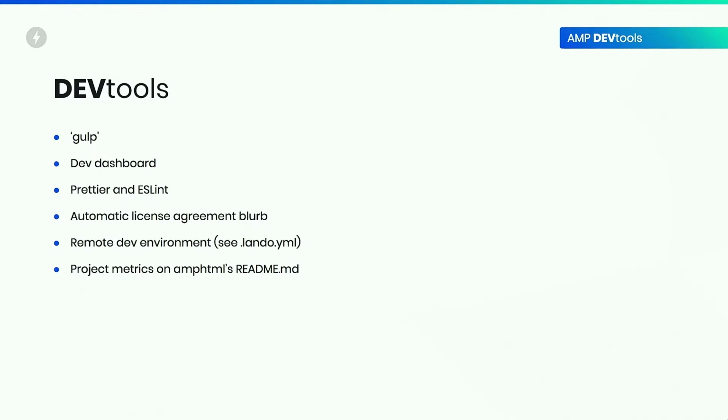After, we also have a Dockerized dev environment that we support through Lando. Thanks, Weston, for that. And then if you look at our README on AMP HTML, we have project metrics there. A lot of these contributions did not come from the infra working group itself, so that's just testament to say if you think something might be useful for yourself or other people, just try it out.